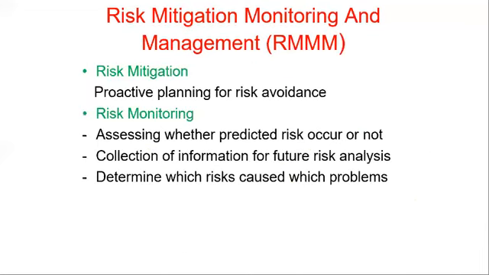So those are the three issues in the RMMM. The next is risk mitigation. Within risk mitigation you're going to go for proactive planning for risk avoidance. That is how you're going to avoid that risk in the first place. Now risk avoidance is the best strategy, because it is better to be safe than sorry. Then risk monitoring, you're going to assess whether the predicted risk occurs or not. That is, when you've predicted a risk might occur, whether it is going to occur or not. You're going to monitor each and every thing based upon all the assessment that you've done after the identification phase.